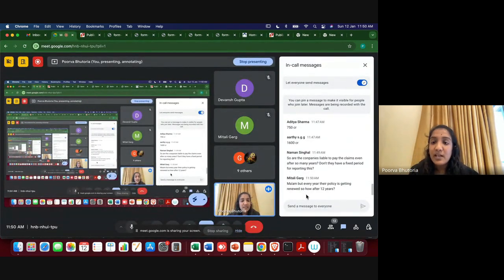Yes, they are. Even when the government rules say, okay, you shouldn't pay claims after 5 years, when these cases go to courts, the court tells the insurance company, okay, you'll have to pay so and so amount. So we pay claims that are 20, 25 years old as well.